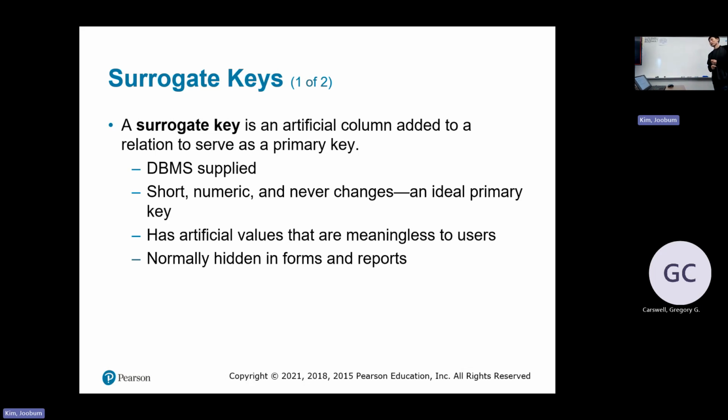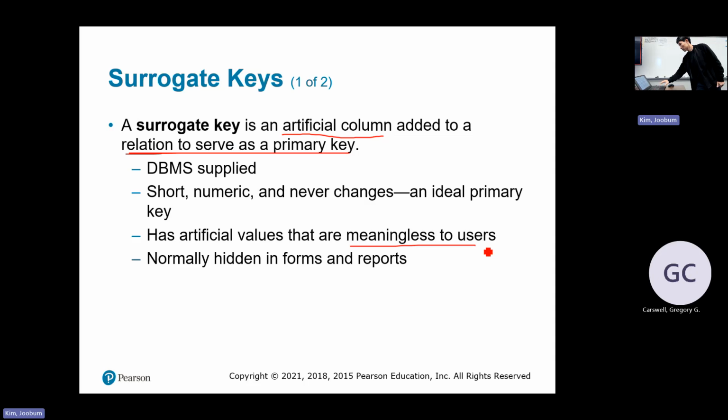And the other is the surrogate key. So what is the surrogate key? The definition is an artificial column added to a relation to serve as a primary key. That key should be supported by the DBMS, and usually commercial DBMSs support surrogate keys. It is short, numeric, and never changes. The artificial value is meaningless to users; it just identifies the rows.